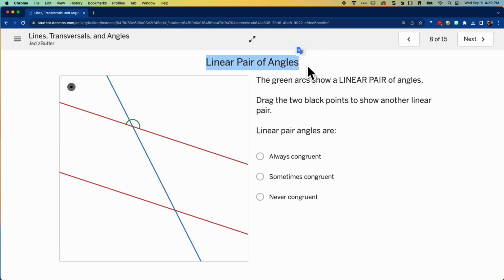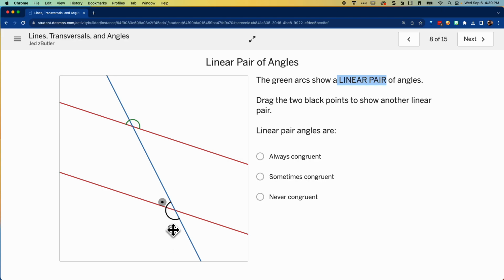Continuing on here, we have linear pairs of angles. In other words, two angles, kind of like a small one and a big one, that make a line. So drag the two black points to show another linear pair. I'm going to go down here again. This time I'm going to do these two. And when I put them next to each other in that way, notice that it's like one continuous arc that makes a straight line, or a straight angle, which makes 180, and that's a linear pair.